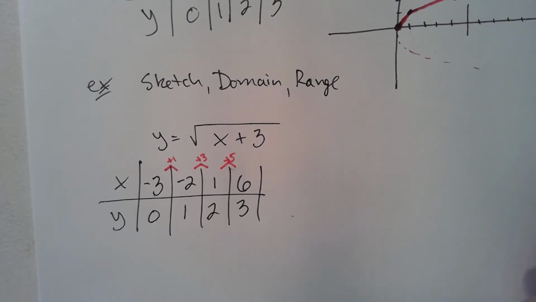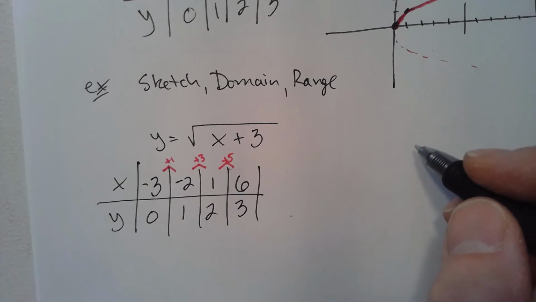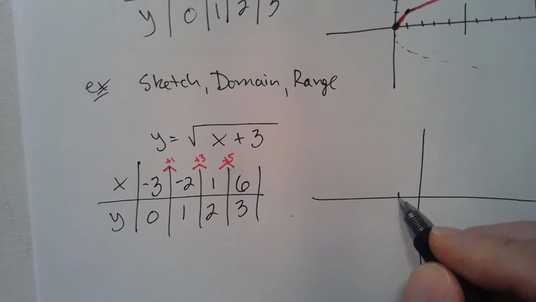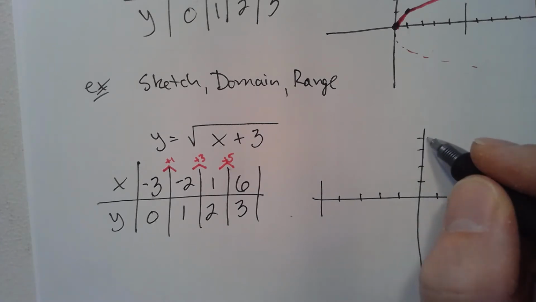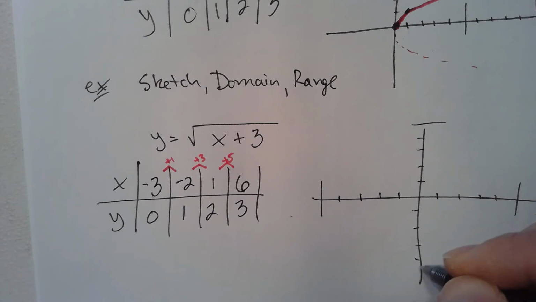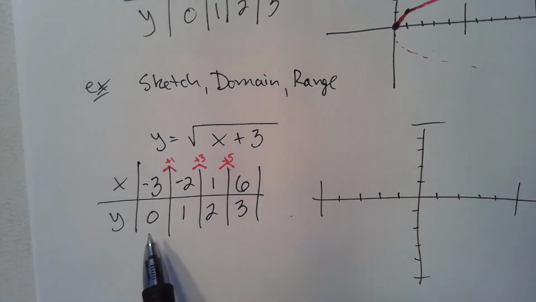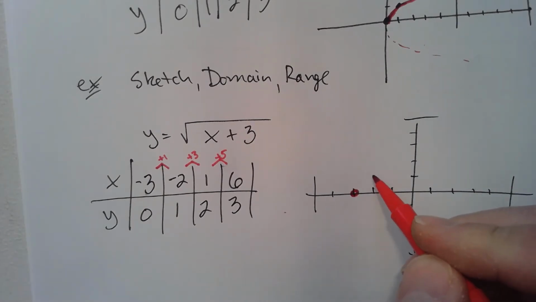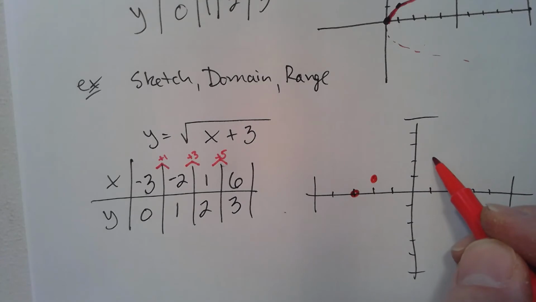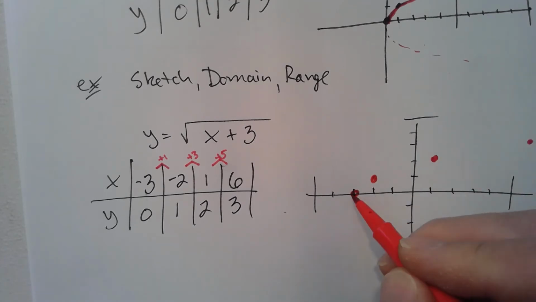Alright, so we're going to make our sketch. My first point is -3, 0. My next one is -2, 1, 1, 2, and 6, 3. Same shape.